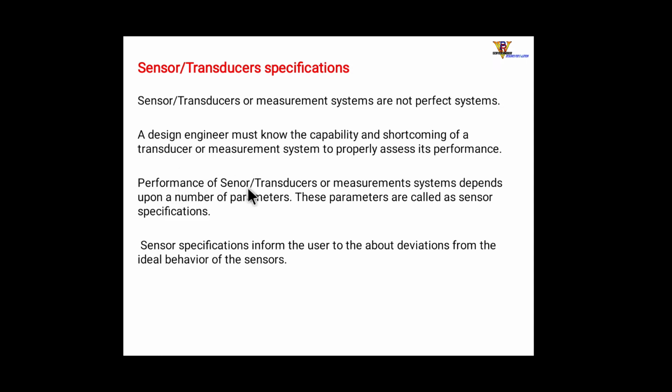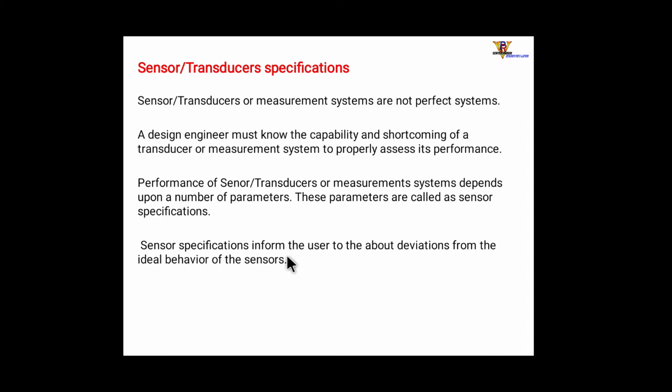Performance of a sensor, transducer or measurement system depends upon a number of parameters. So the performance of the overall measurement system, which indirectly depends upon the sensor and transducer, depends upon a number of parameters, and these parameters are known as the sensor specifications. So indirectly the measurement system's performance depends upon the sensing element parameters or transducer element parameters.